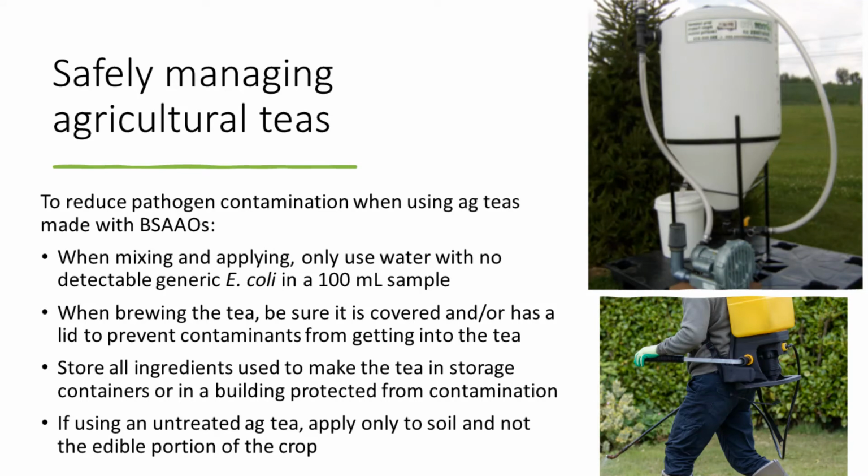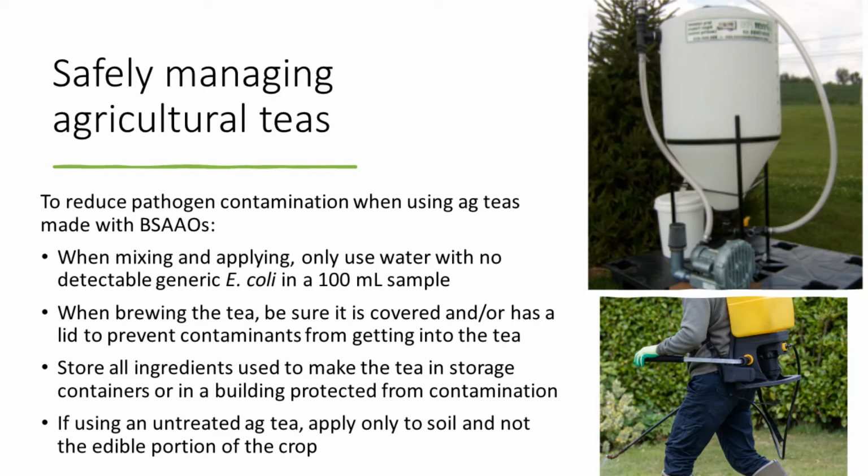So to reduce pathogen contamination around managing your teas, you want to be sure that the water source you're using to mix and apply your ag tea does not contain any generic E. coli. When you're brewing your tea, you want to make sure that you have it in a covered location, or in some kind of container that's covered. Again, that's to prevent any contaminants from getting into your tea. You would never want to go out there and find a dead rat floating in your tea. That would be really bad. So keeping a cover on it will help prevent any contaminants from getting in there.